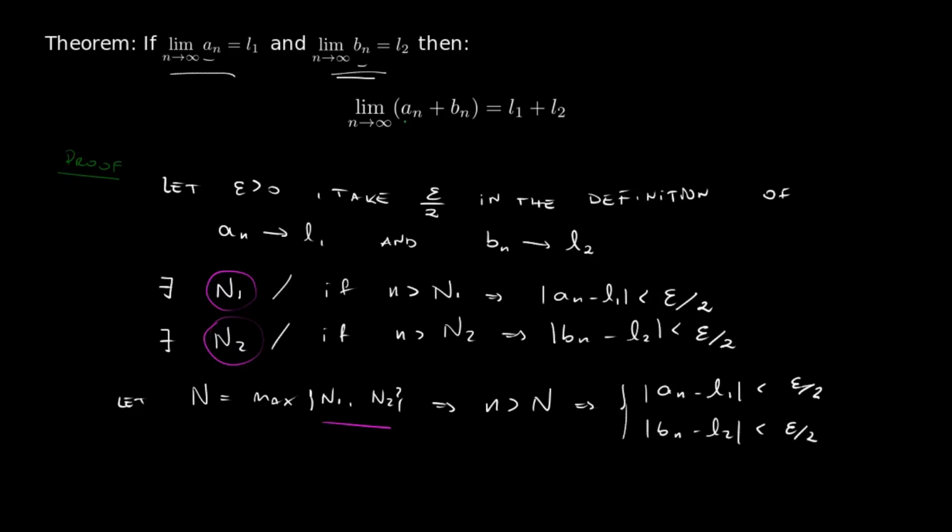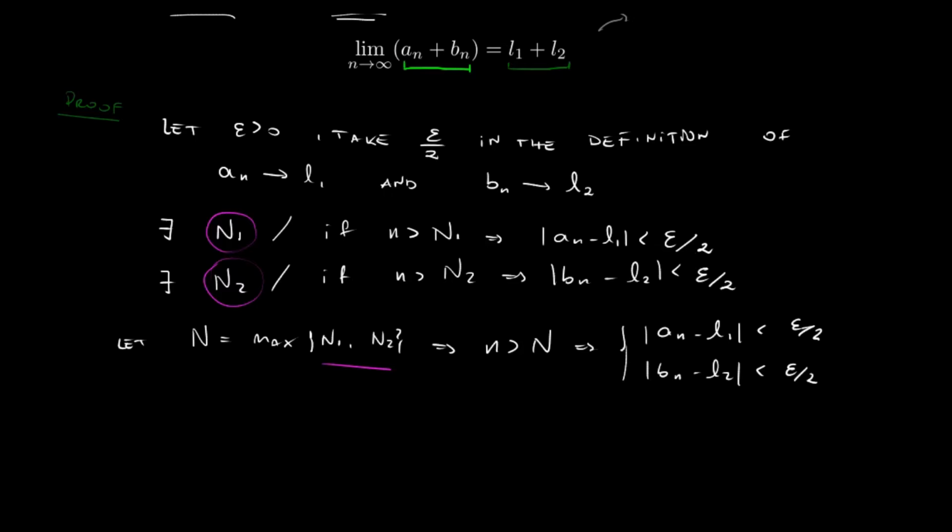Now what we want to prove is that the limit of a sub n plus b sub n equals L1 plus L2. And the definition of a limit tells us that for every epsilon greater than 0, there exists a number N for which what we have to do is subtract the limit from the thing we're trying to get the limit of. And we have to try and make this smaller than some number epsilon. So let's try and do this calculation.